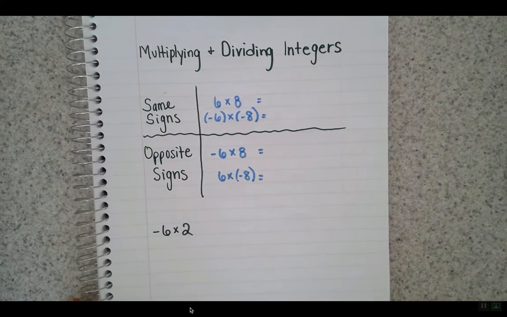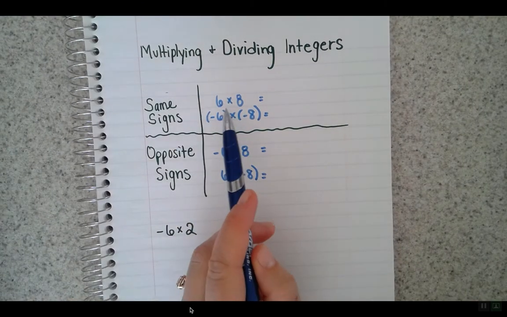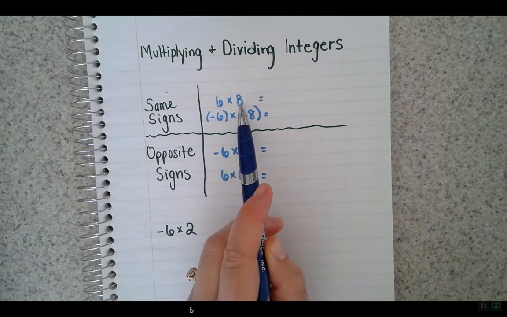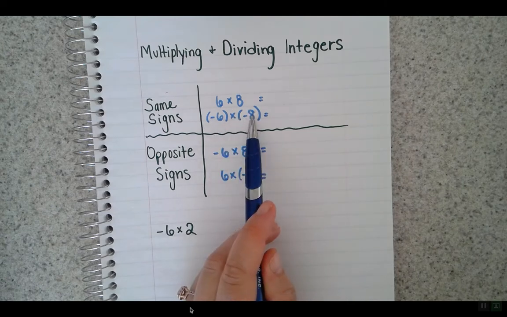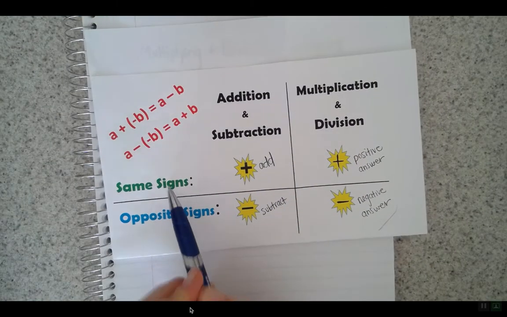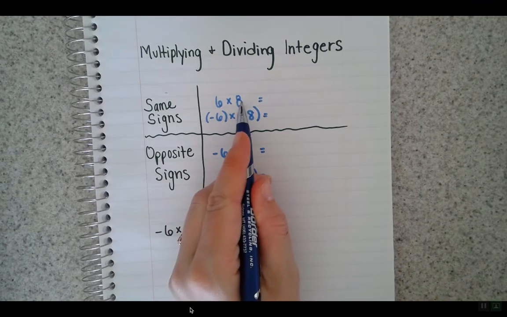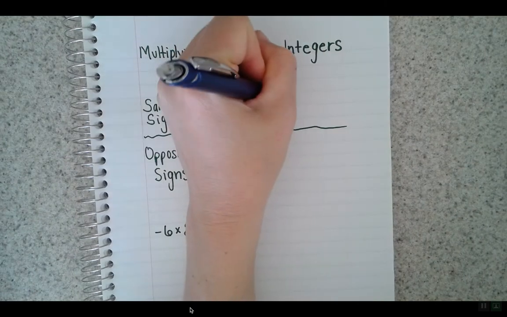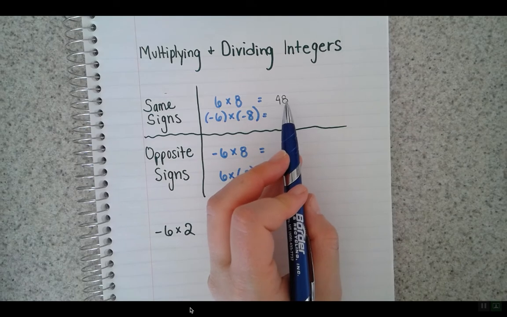All right, so here are two examples of same sign problems. I have a positive 6 times a positive 8. They're both positive, same signs. Down here, I have a negative 6 times a negative 8. They're both negative, so again, same signs. Same signs, the answer should always be positive. So I know that 6 times 8 is 48. And since it's a same signs problem, the answer will be a positive 48.